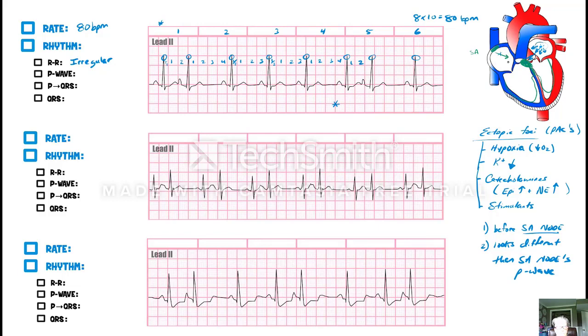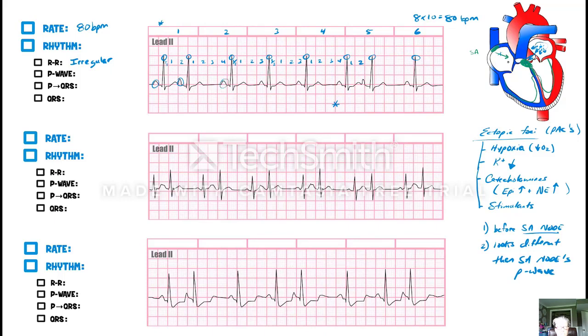All right, next thing. We determine our P waves. Are the P waves all the same? Do they look the same? Do you have P waves? All right, well, here's a P wave, and then look at this one. Remember I told you that if it's an ectopic focus, a PAC coming from the atria, it comes earlier than it should. Okay, let's find a P wave that looks just like this one.